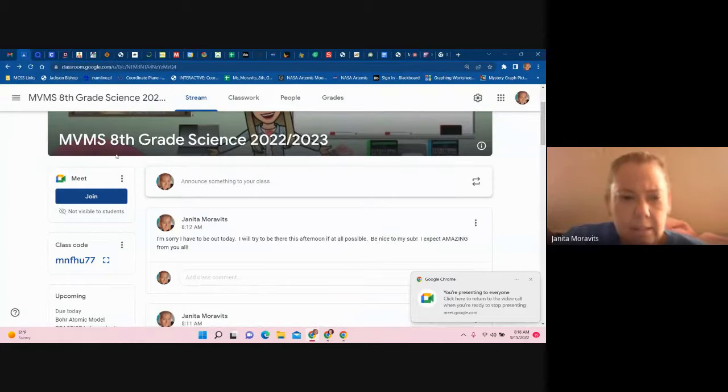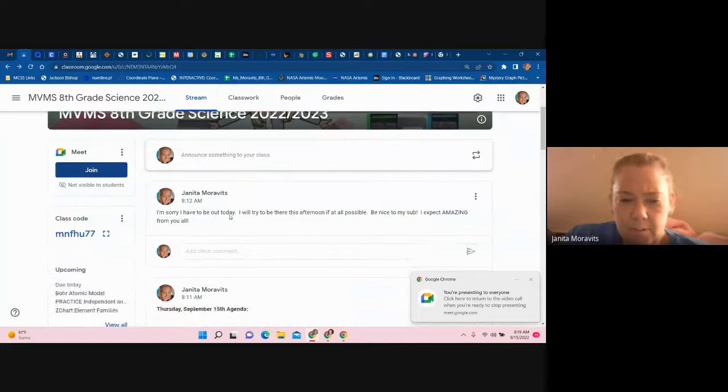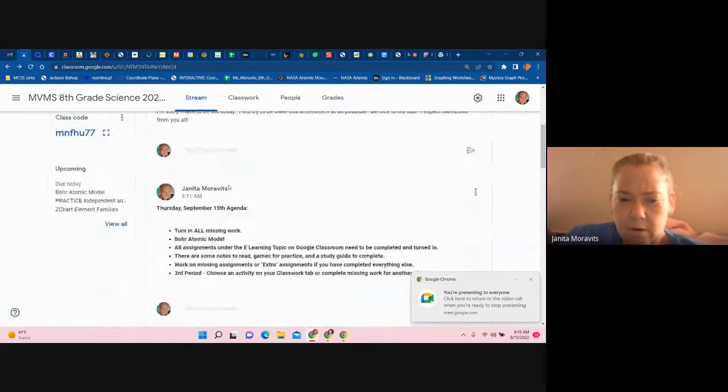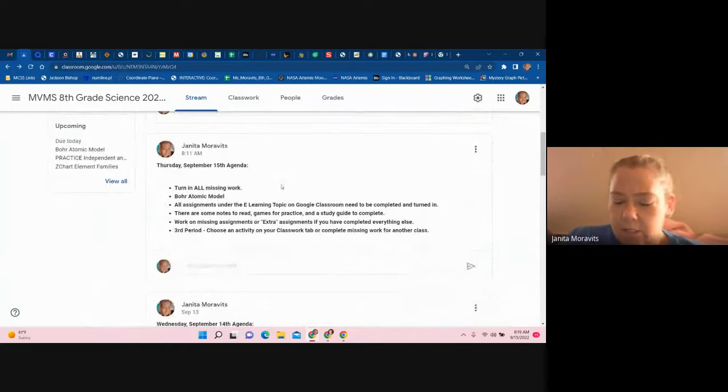All right. I put some instructions right here for today. You need to turn in any of your missing work. Your main assignment is this Bohr atomic model. And if you didn't turn in any of your e-learning stuff yesterday, or you're missing some of that, and we'll look at it in a second, you'll need to make sure that you take care of that today.